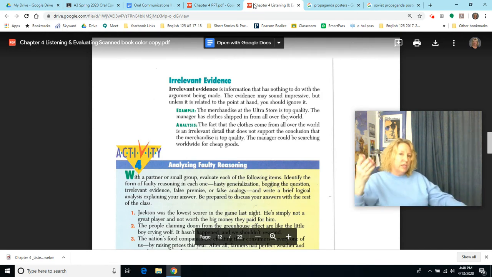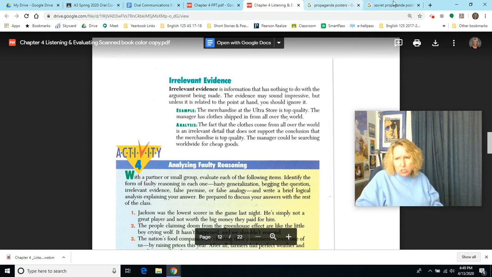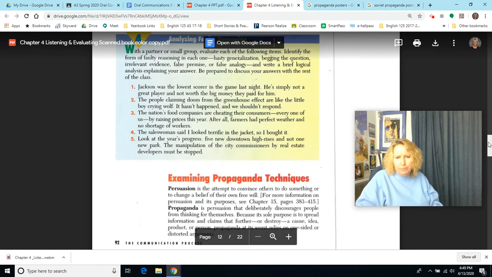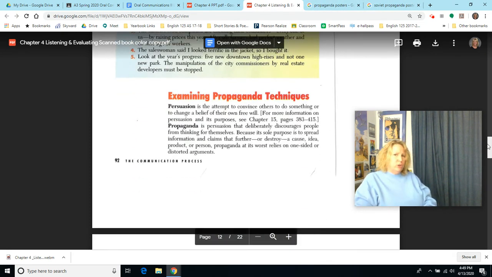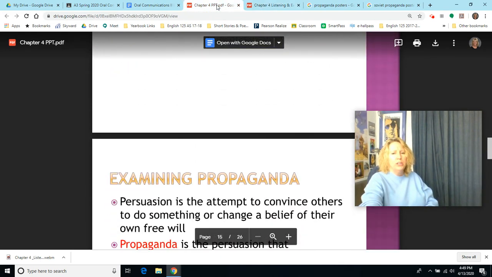So the example in the book says, The merchandise at the Ultra store is top quality, and the manager has clothes shipped in from all over the world. But we know that it doesn't matter if he's gotten clothes from all over the world. How do we know those are top quality clothes? So you haven't given me any good evidence to support that. So let's go ahead and move on. The next portion of the chapter is examining propaganda techniques, and I'll go ahead and move down in my PowerPoint too.